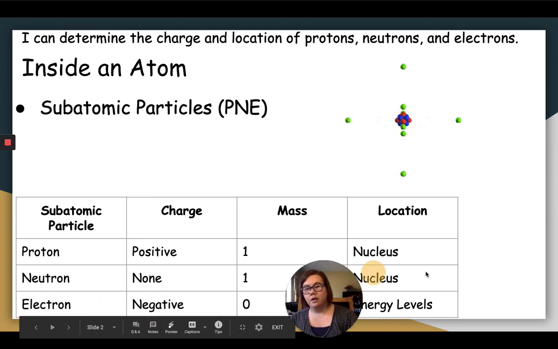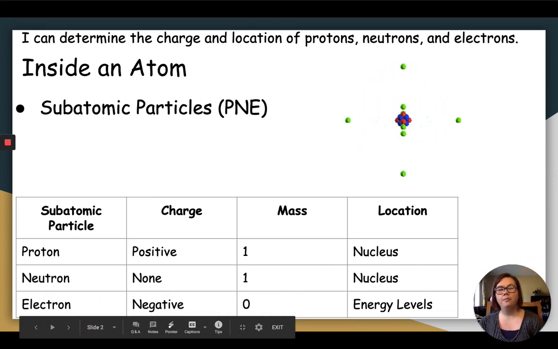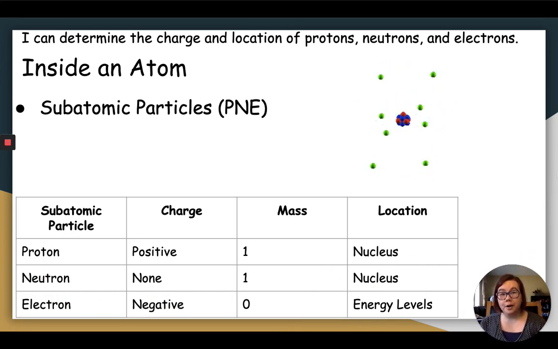I'm going to move where my camera is. There you go. So these three particles, protons, neutrons, and electrons, are what make up the atom. That's why I abbreviate PNE, protons, neutrons, and electrons. Those of you who've been in my class before know that I've mentioned that scientists are lazy, so we like to abbreviate everything. So that's why we have the shortened PNE.